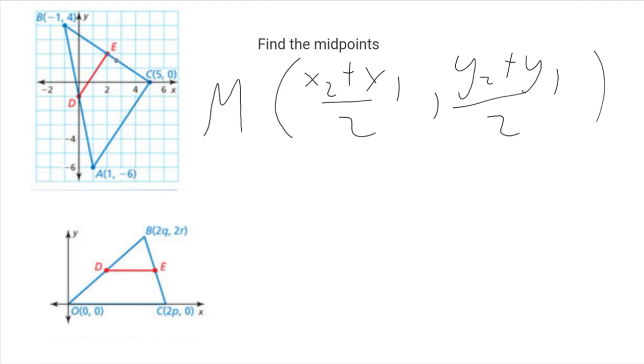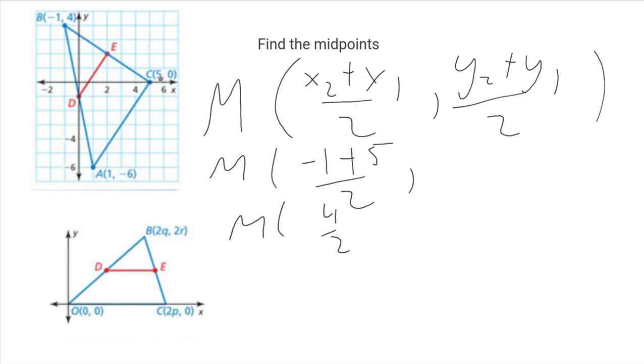So if we were to find point E, x2 is -1 plus x1, which is 5, which becomes 4, which becomes 2. Now for y2, we have 4 plus 0, which becomes 4, which becomes 2. So the midpoint is at the point (2, 2), which is right.